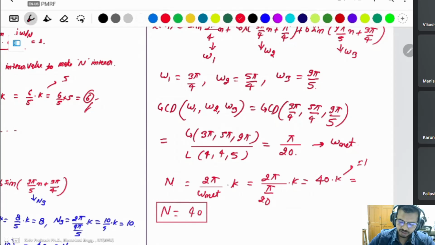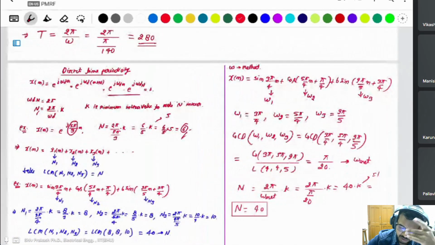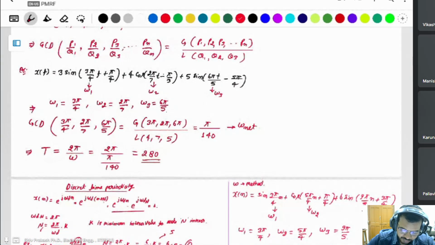In both cases, the omega method is applied the same for discrete and continuous. First find the frequencies omega 1, omega 2, omega 3, like that. Then find the GCD: the GCD of the numerators and the LCM of the denominators. Then apply T = 2π/ω, and we get the fundamental time period.